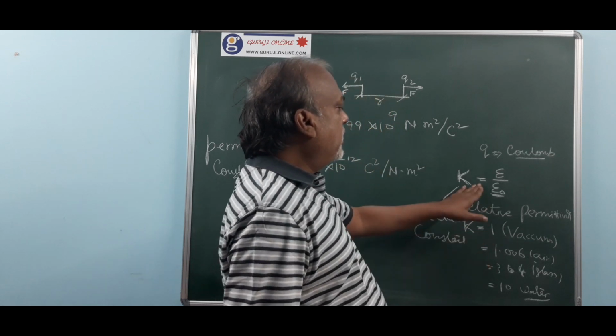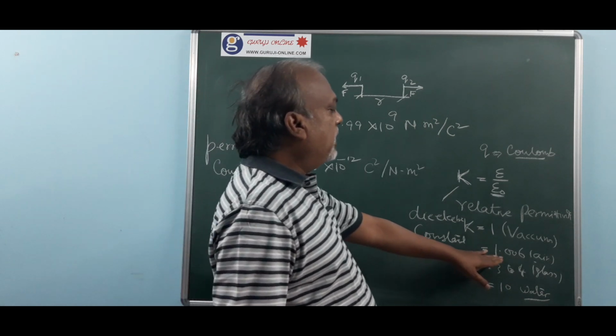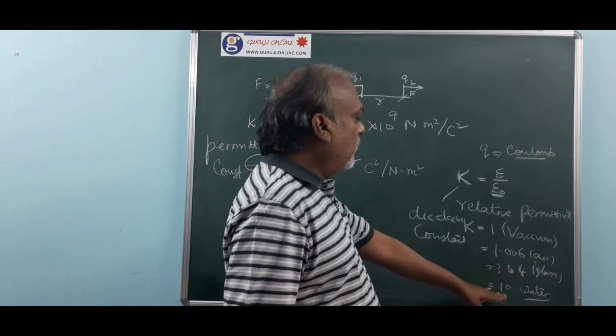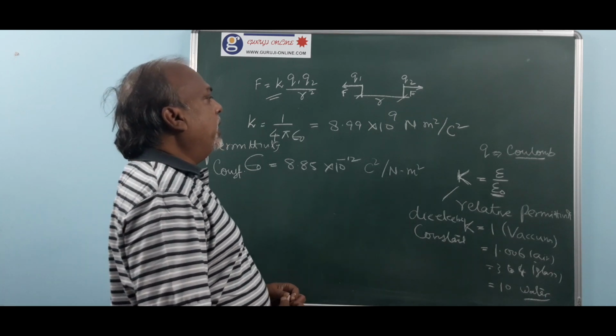K value is 1 basically in vacuum. In a medium, it will always be more than 1. In glass it is 3 to 4. In water it is 10. Basically it is a medium property.